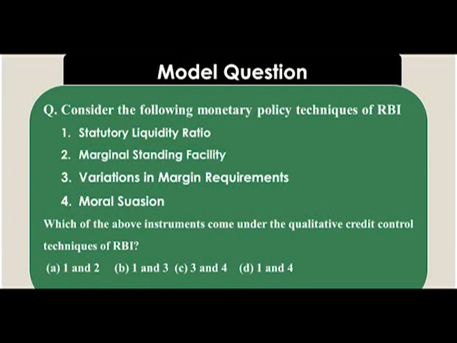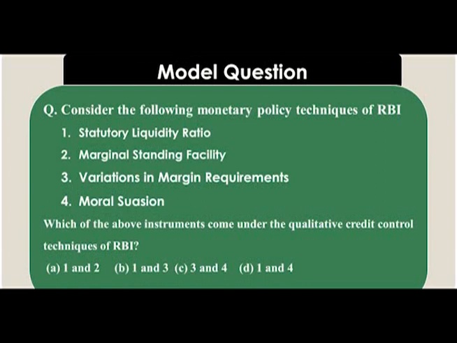It is a very important thing. You can analyze these topics from a pair point of view, that is, quantitative on the one side and qualitative on the other side. See here, which of the above instruments come under the qualitative credit control techniques of RBI? That is, there are 4 variables, in which which items come under qualitative or selective credit control techniques. Don't be confused. Option A, 1 and 2; option B, 1 and 3; option C, 3 and 4; option D, 1 and 4.